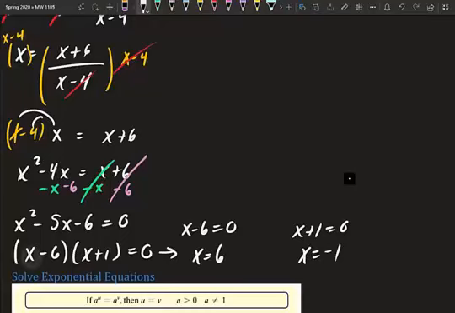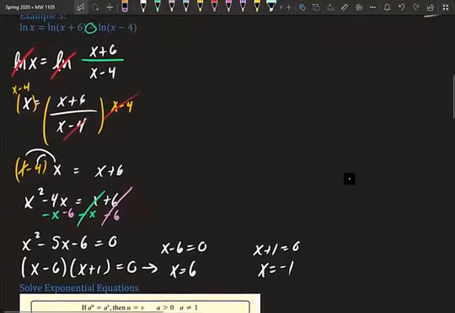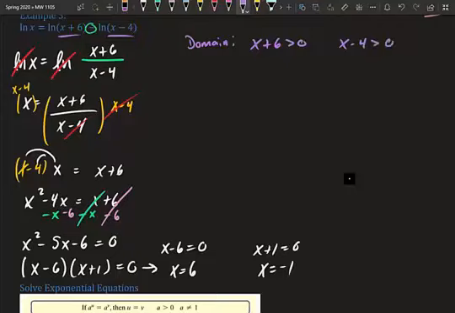Again, those are our proposed solutions, but we don't know if they're true or not. It's possible to have no solution, it's possible to have one of them, or multiple solutions, okay? So let's go ahead and check our domain. So we have two arguments. We have x plus 6 is greater than 0, and x minus 4 is greater than 0. So we have x is greater than negative 6, and x is greater than 4. So this is our domain. The biggest number is 4.